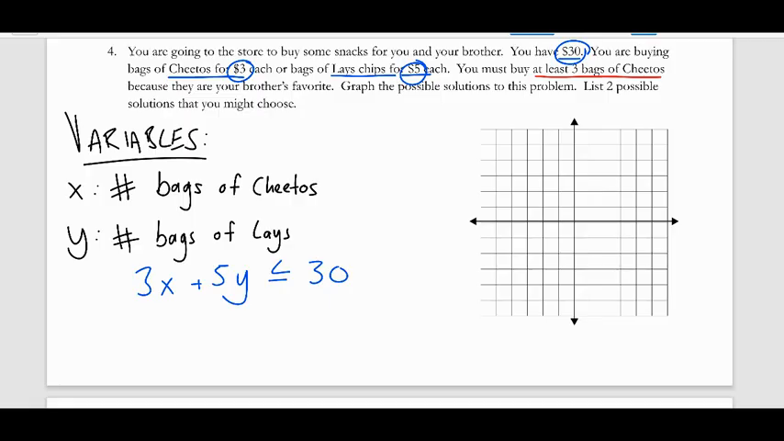So if the bags of chips and Lay's is $2.99, we're good. If it's $25, we're okay too. It has to be no more than $30. It also says you must buy at least 3 bags of Cheetos. So Cheetos is the x value, so this x amount has to be greater than or equal to 3.